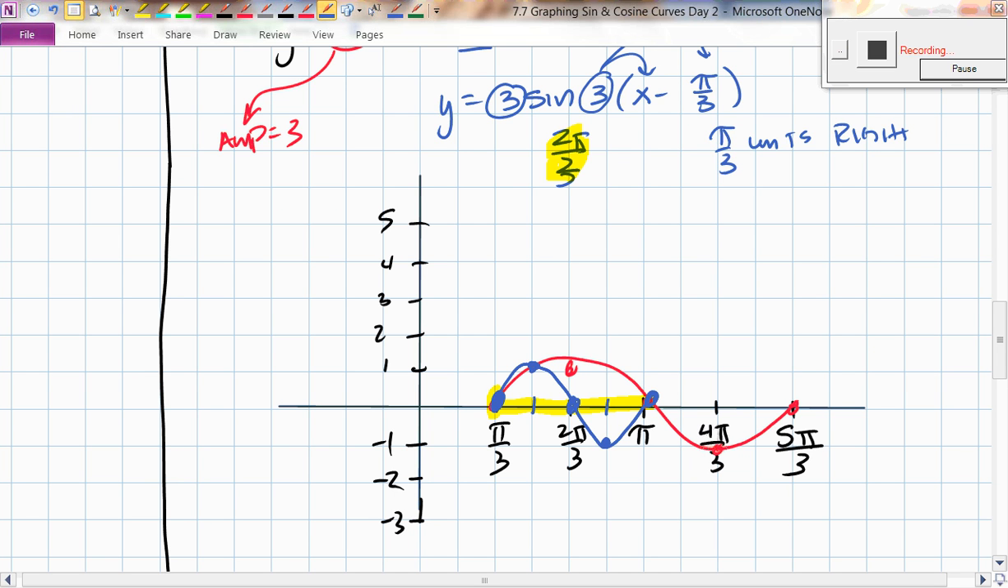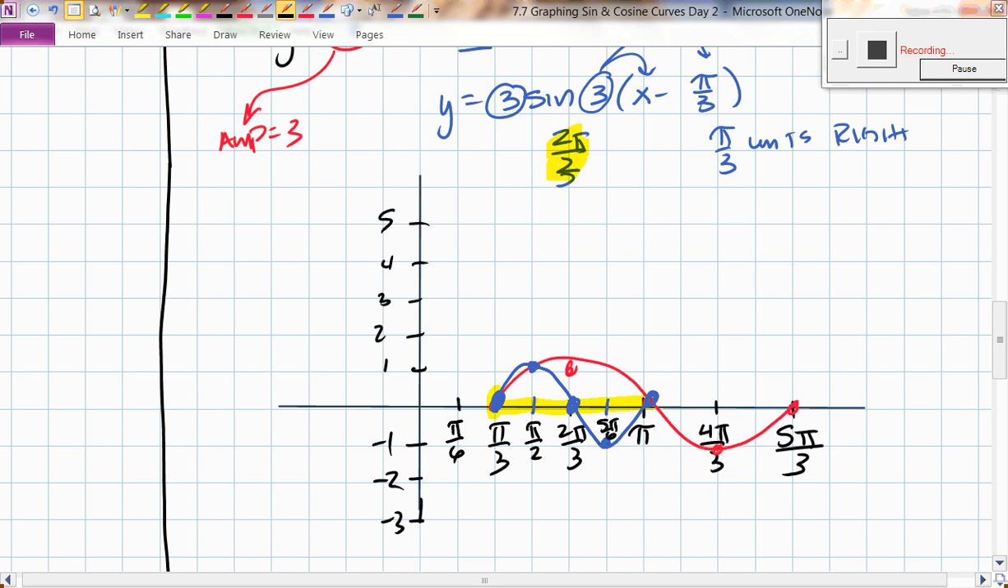Alright, so what's halfway between 0 and pi over 3? Pi over 6, right? So this part has to be pi over 6. This is 2 pi over 6. This is 3 pi over 6, which is just pi over 2, isn't it? Isn't 3 pi over 6 pi over 2? Okay, 4 pi over 6. So this one has to be 5 pi over 6. And then 6 pi over 6, of course, is still pi. So there's my scale all worked out now.